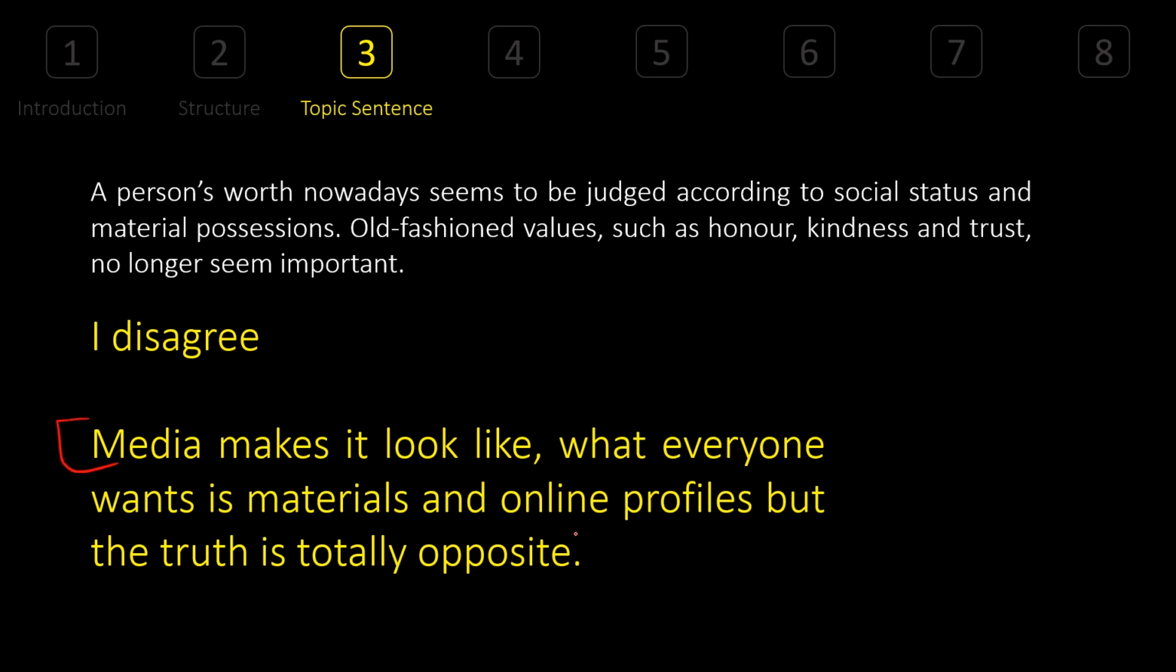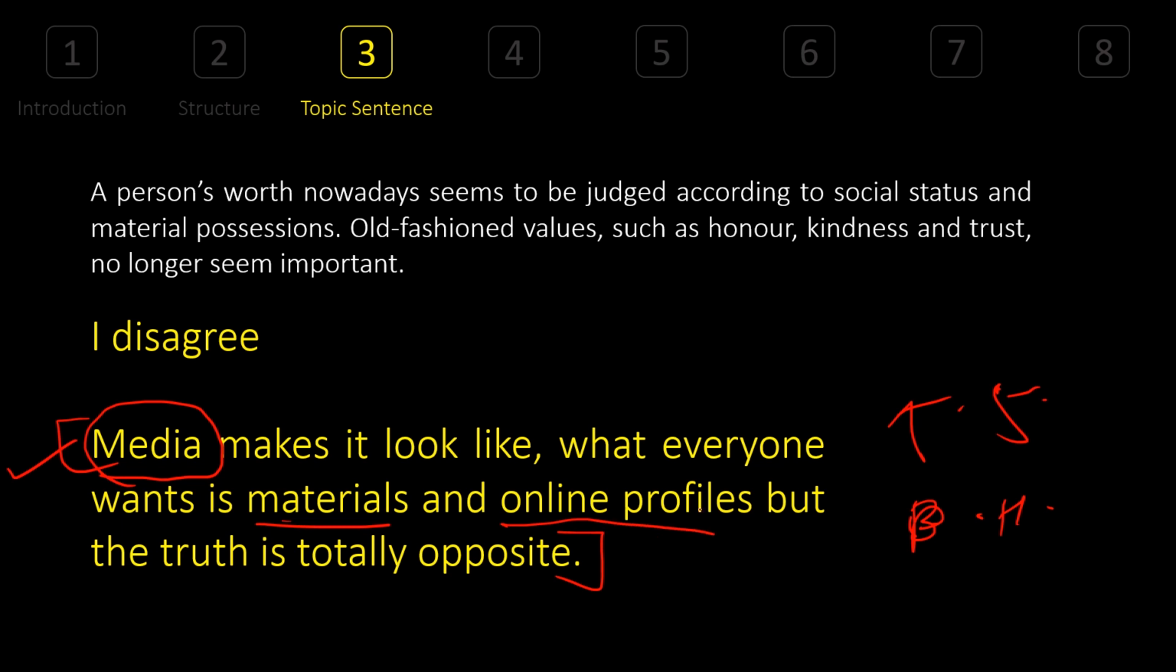You see, this is called the topic sentence or the para heading. You can call it para heading or the topic statement. What is the meaning of this topic statement? I'll tell you. What happens is, if you read the first sentence of your body paragraph, you should be able to guess what I mean by the whole paragraph. My main point, or what I mean by this whole paragraph, is the media is the culprit of making it look bad. That make it look like everyone just want material, everyone is materialistic, everyone just want online profiles.